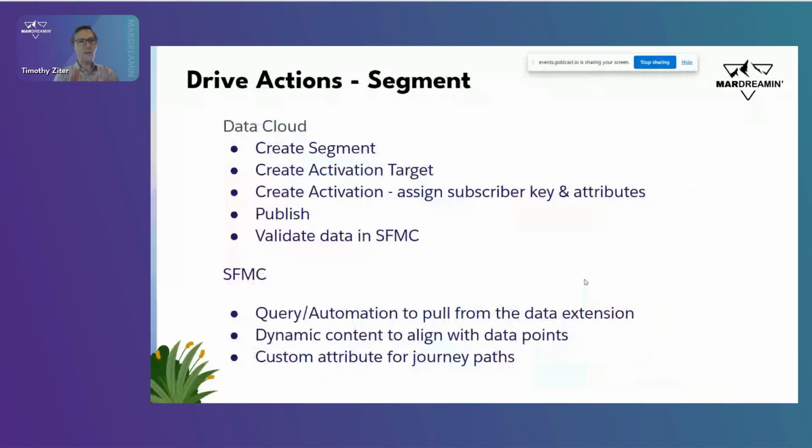So let's talk about the segment, what we're going to walk through here today. So first, we're going to create that segment. We're going to create the activation target. The activation itself is going to determine all the different attributes that are going to be populated in that data extension. Then we're going to publish and then validate that data gets populated in Marketing Cloud. Once we're in Marketing Cloud, we're going to take a look at that query automation and show that dynamic content and even walk through a custom attribute in a data designer that you can use in your journey paths.